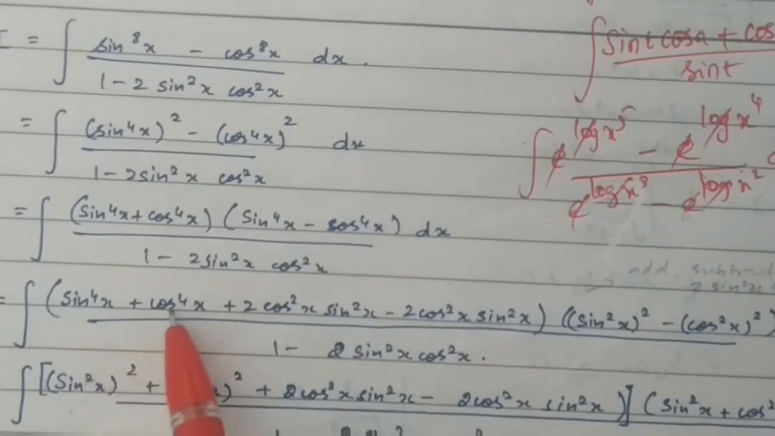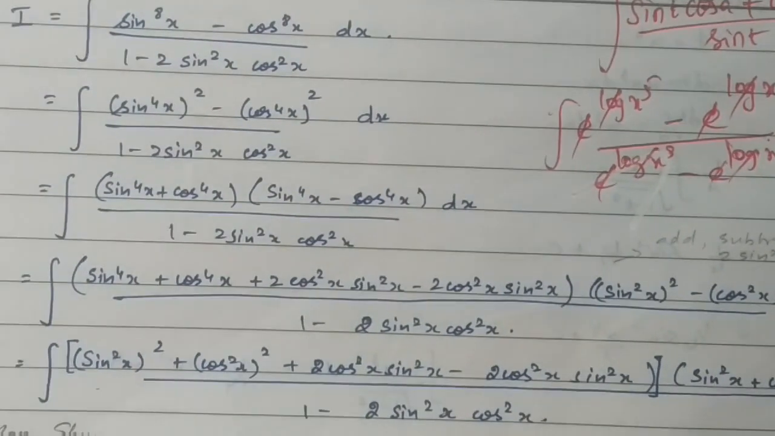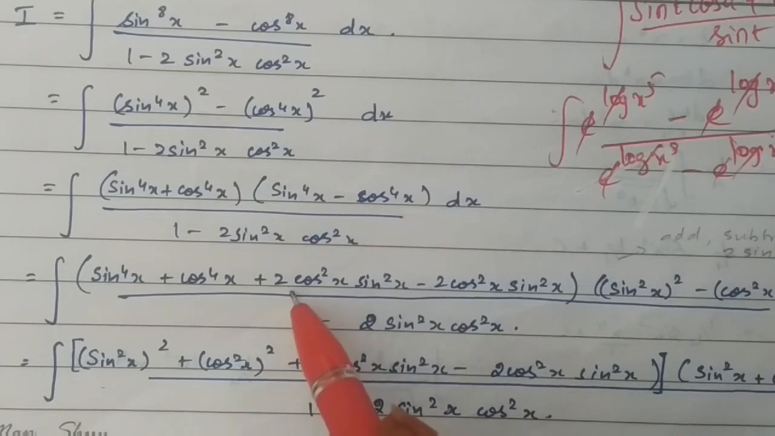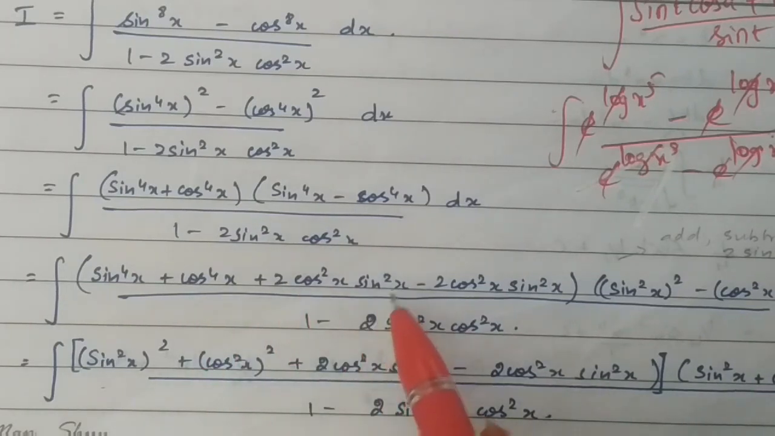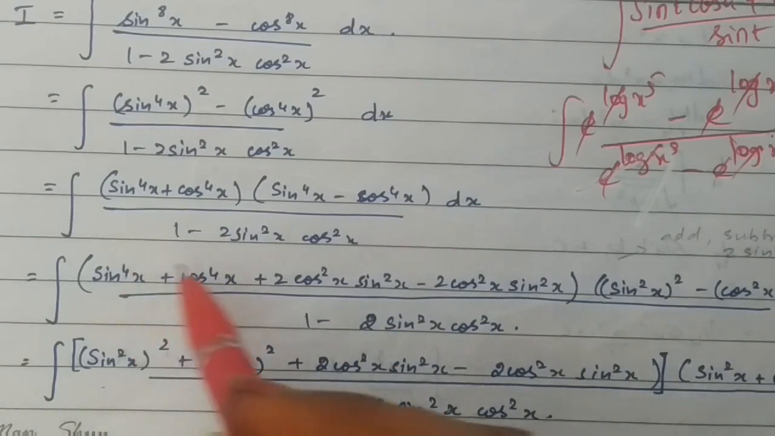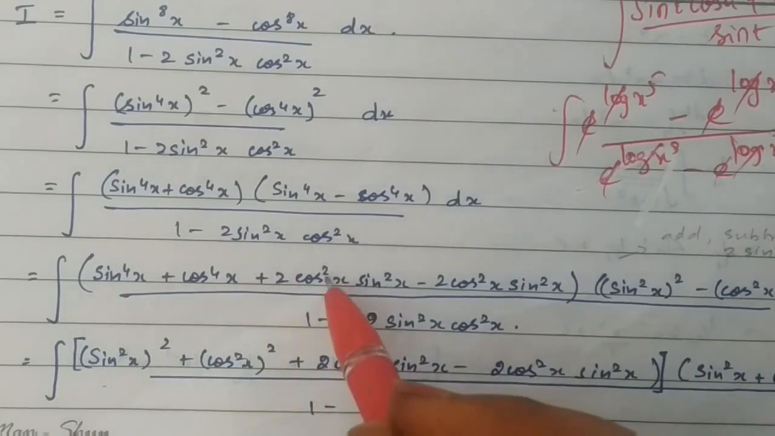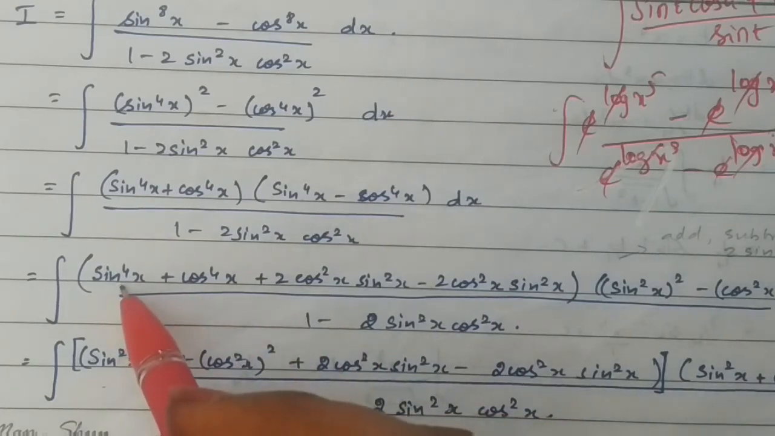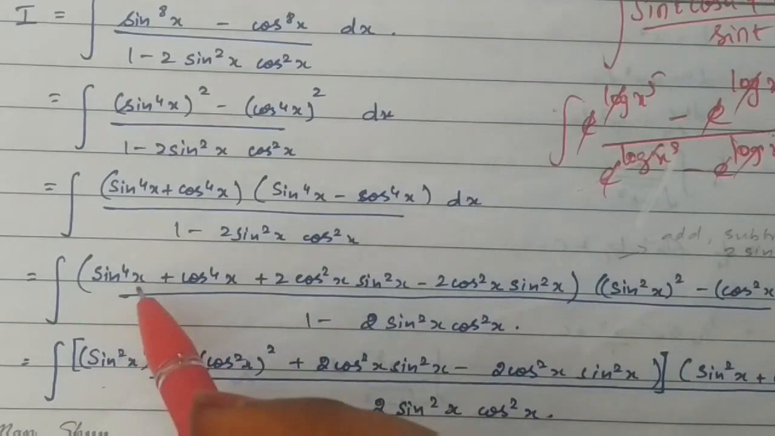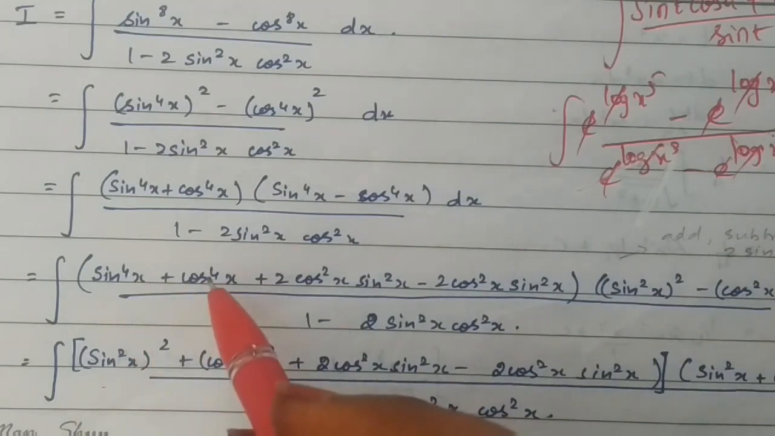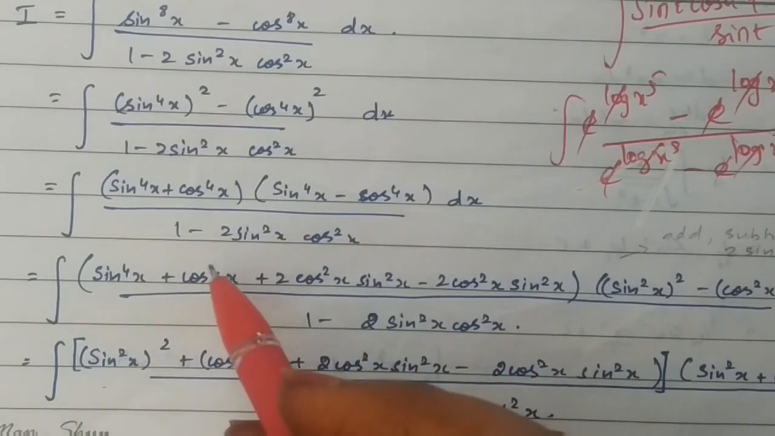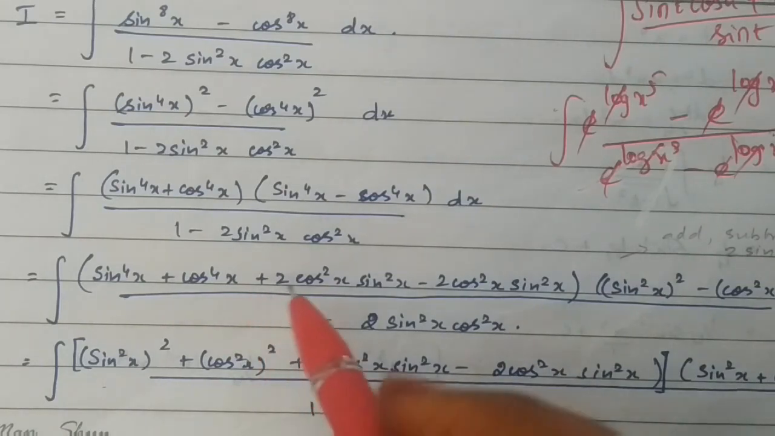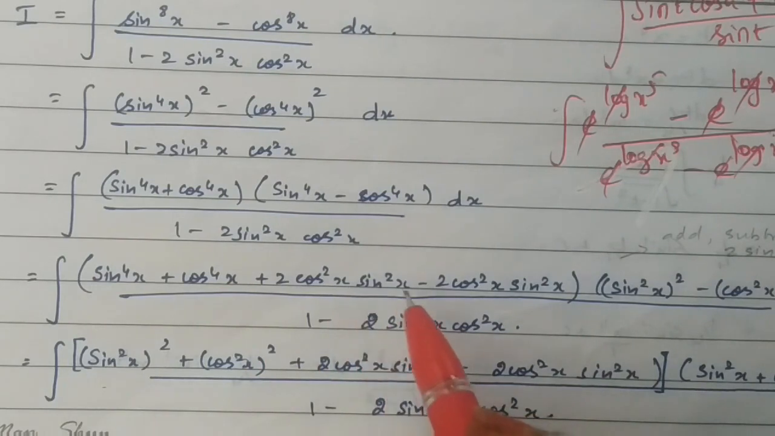Now sin power 4x plus cos power 4x. For that, you can add and subtract 2 cos squared x sin squared x. That is, this is a squared plus b squared plus 2ab term. That's what we are going to add and subtract. The A term is sin squared x, therefore A squared is sin power 4x. The B term is cos squared x, B squared term is cos power 4x. We are going to write it in the form of A plus B the whole square. So we need to add and subtract 2 cos squared x sin squared x.